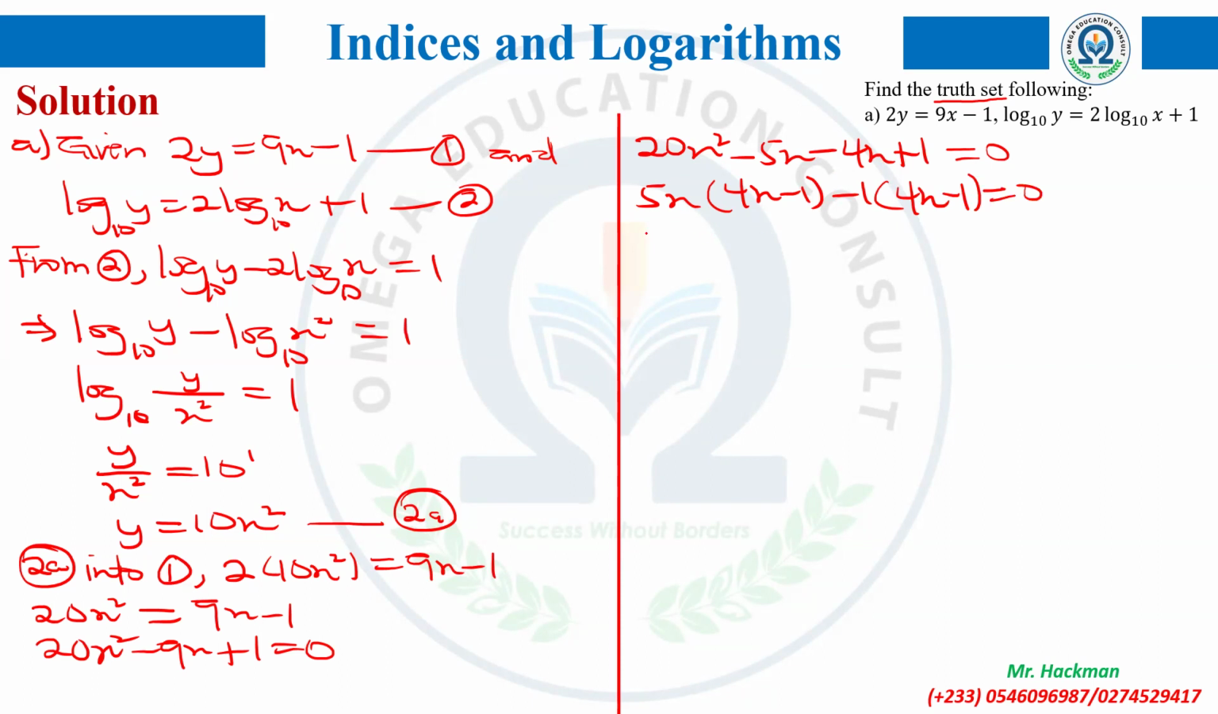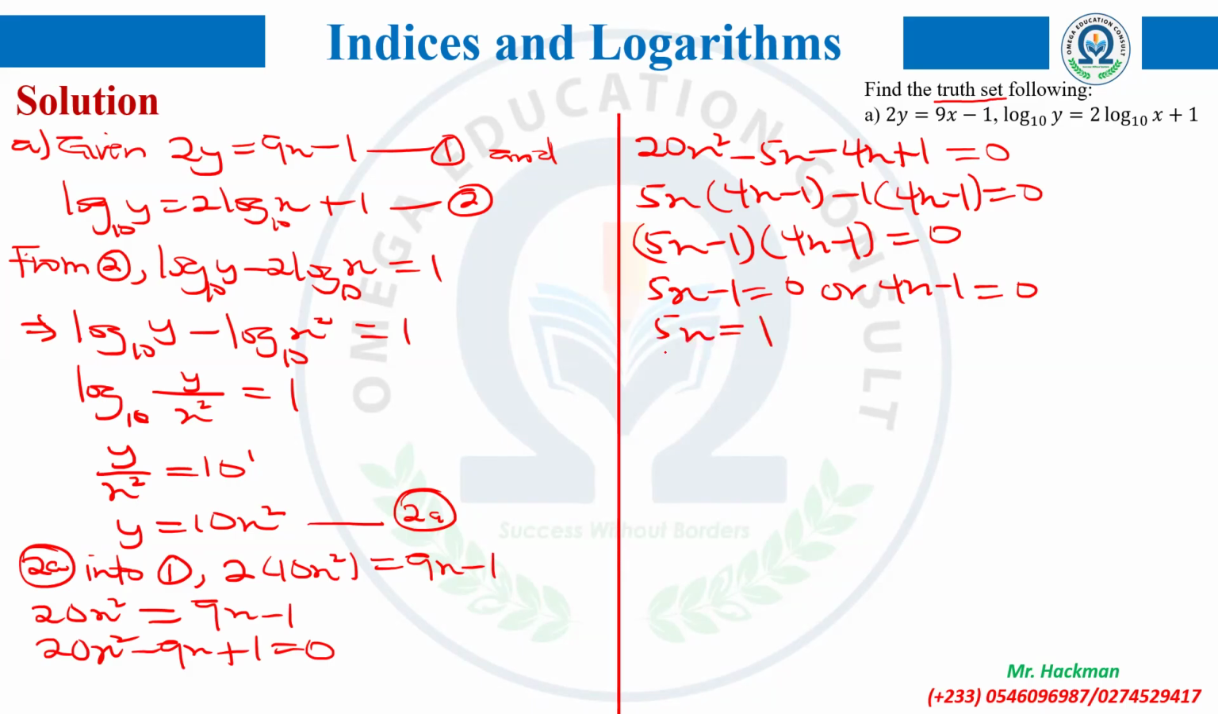Your complete factorization will now give us 5x minus 1 in one bracket, then 4x minus 1 in another bracket, is equal to 0. So now set each of the factors to 0 and solve. 5x minus 1 is equal to 0, or 4x minus 1 is equal to 0. So you solve for x here. 5x is equal to 1, divide by 5 over 5. So x will be equal to 1 over 5 here.